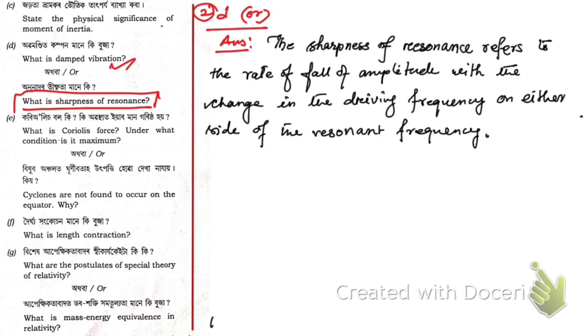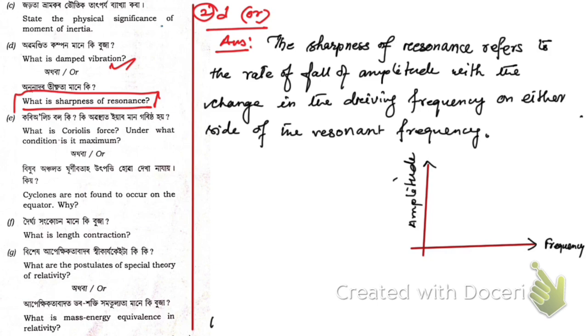So now let me explain. Suppose here, so this is a 2 marks question. Let me draw a graph. Now you see, this axis represents frequency and the vertical one represents amplitude. Okay. Now to understand this, first we must know what is resonance. Okay, just let me write it properly. Just wait.